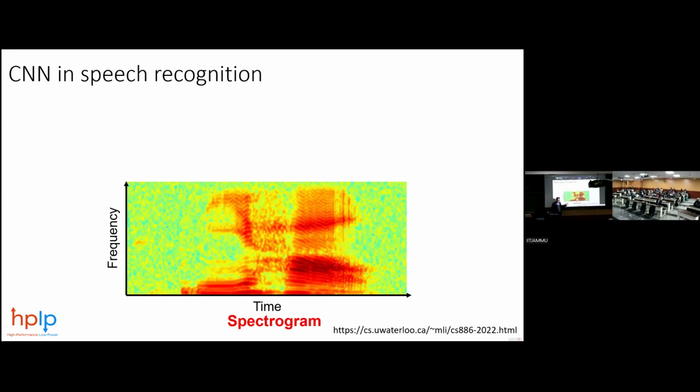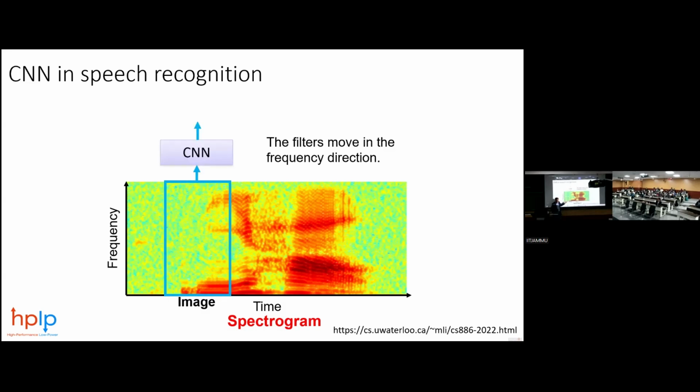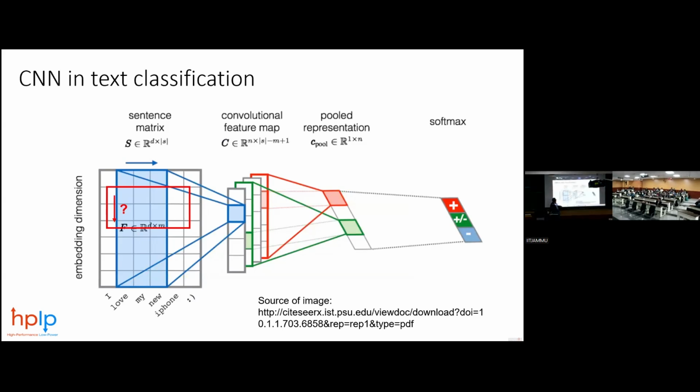CNNs were so successful, and this is before transformers, that people tried to put different other applications into a form so that CNNs can do it. For example, voice spectrograms: this is time domain, this is frequency, but you have an image. So now you can use a CNN to recognize what's there. And this is for text classification.